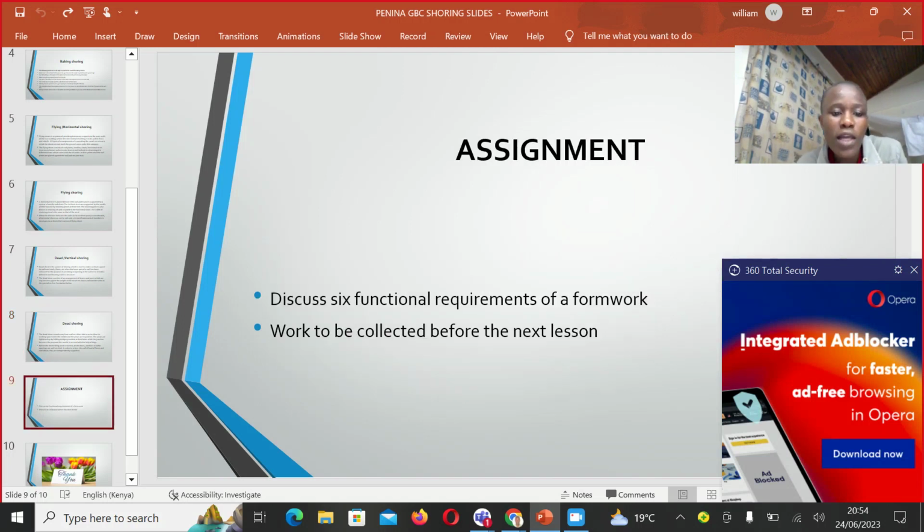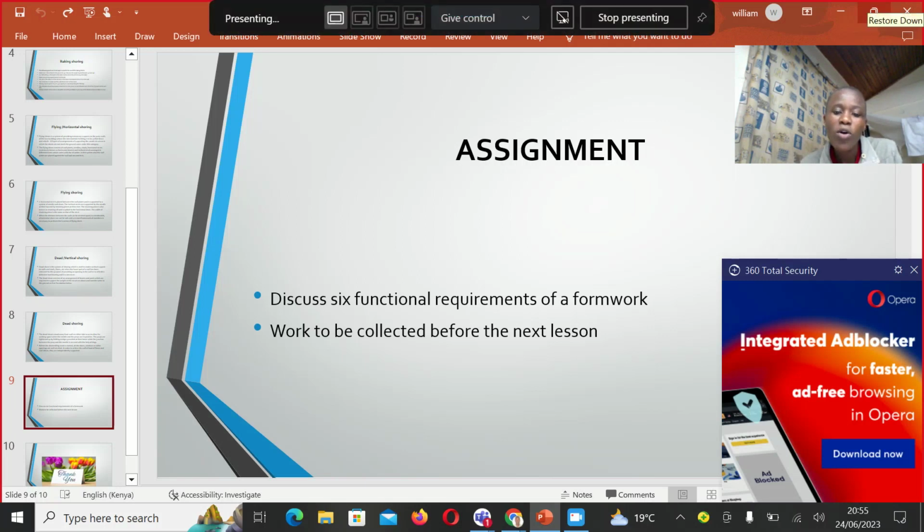Now, before I end the lesson, there is an assignment that you are supposed to do and submit before the next lesson. I hope you have seen the assignment.